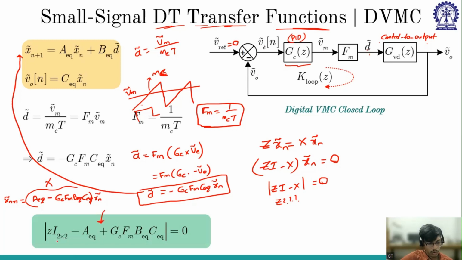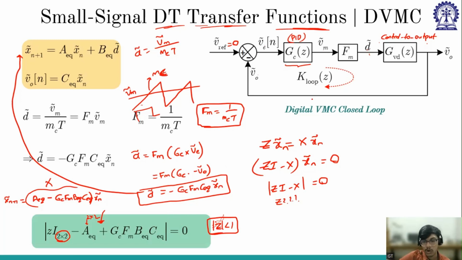So how do I know the I dimension? Because A is 2 cross 2, Z should be multiplied by the identity matrix, which is 2 cross 2. From this, I will get a characteristic equation. Solving that, I will get poles of Z, and they should lie within my unit circle for the system to be stable. So this is how you check the stability in the digital domain.